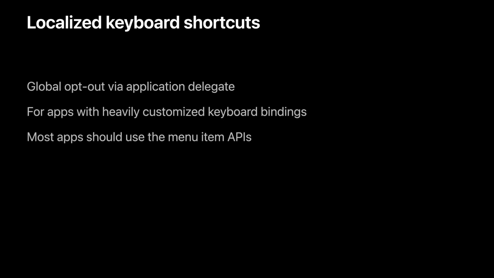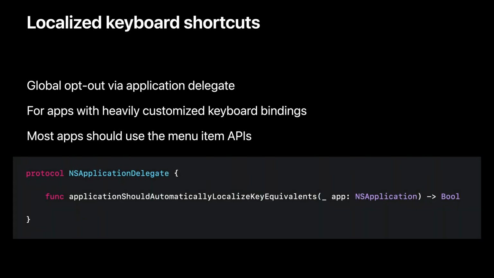If you've already carefully localized your keyboard shortcuts, or if your application has a heavily custom implementation of keyboard shortcut bindings, you might want to disable this feature for your entire app. To do that, you can implement this application delegate method, applicationShouldAutomaticallyLocalizeKeyEquivalents, and return false. Most apps won't need to use this. The individual menu item APIs are strongly preferred for opting out specific items, and most apps shouldn't need to opt out at all. Next up, some big enhancements to symbol images.